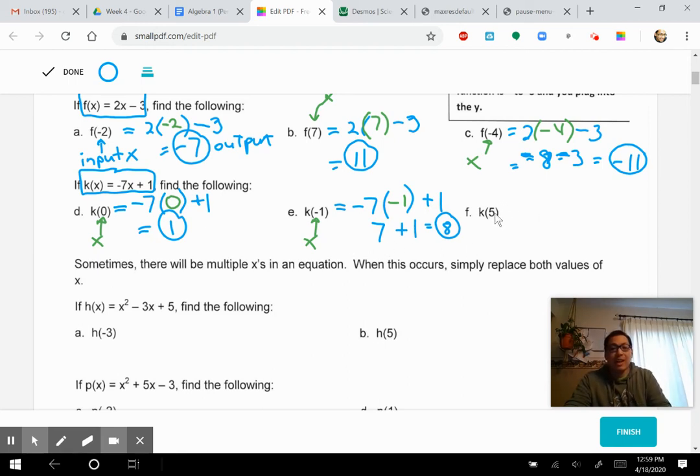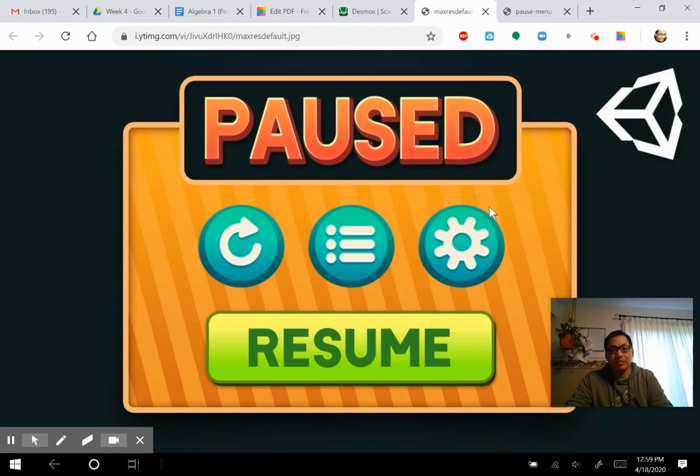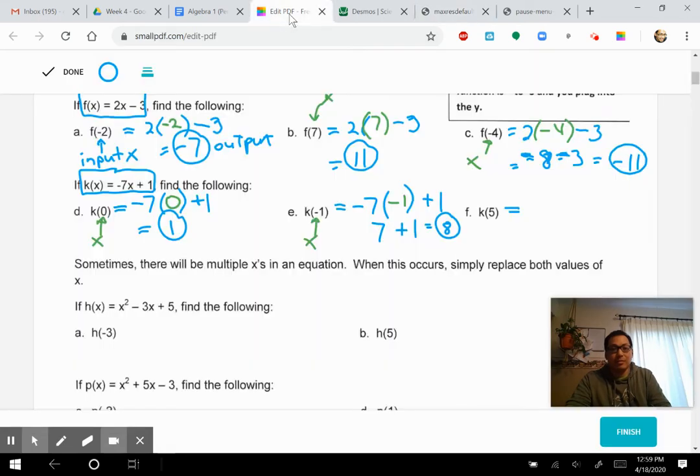Okay, last but not least, k of 5. What are we going to get there? See if you can work it out in your head. Pause the video and see if you can figure this out. Okay, so hopefully you've thought about it. We're going to get, let's see, did you come up with -7 times 5?